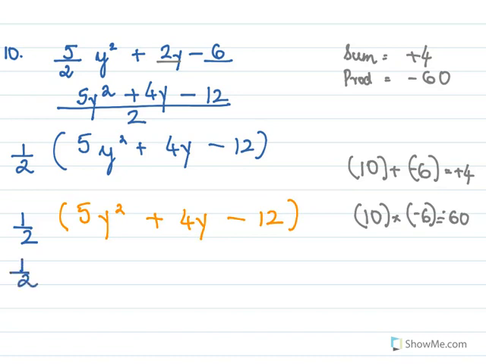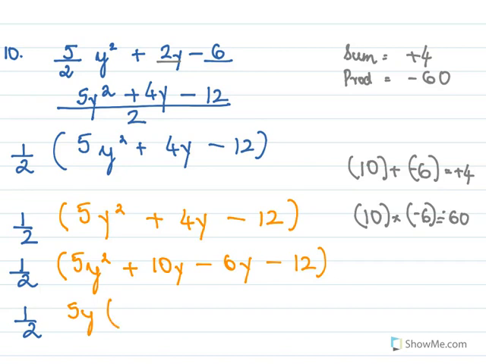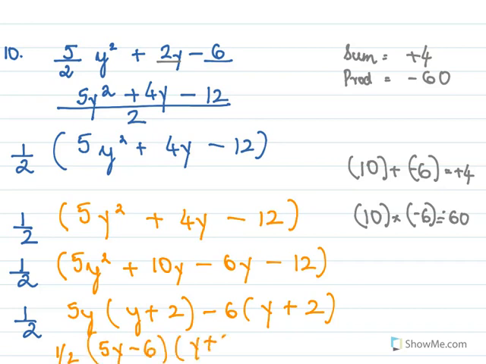So 1 by 2, this would be 5y square plus 10y minus 6y minus 12. So 1 by 2, here again we take common out, so that would be 5y. So this is y plus 2, and here again common out, and that would be minus 6 common out, y plus 2. So we have 1 by 2, so we have 5y minus 6 and y plus 2.